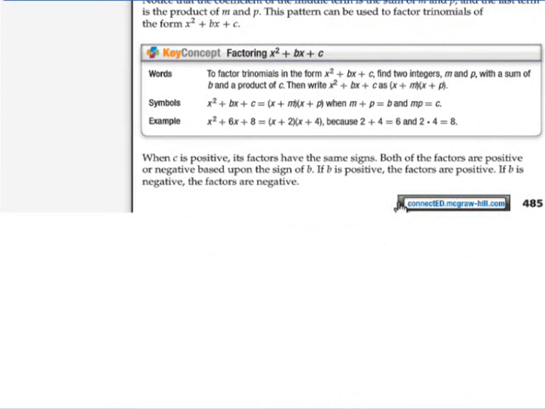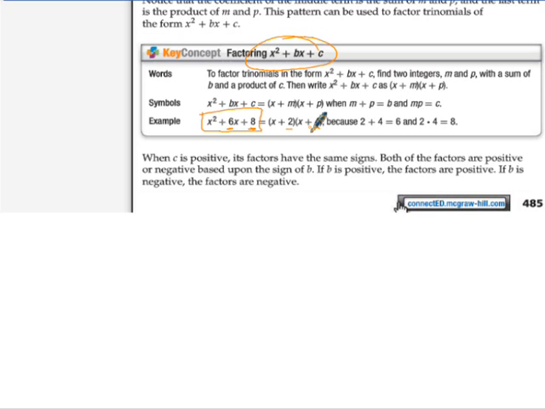So factoring an equation like this, x squared plus bx plus c, if we look right here, this is the one you want to look at. The example is way easier to understand. We have x squared plus 6x plus 8. Well, I'm looking for two numbers that multiply to 8 and add to 6. And those two numbers are 2 and 4. And that's really all we're doing.